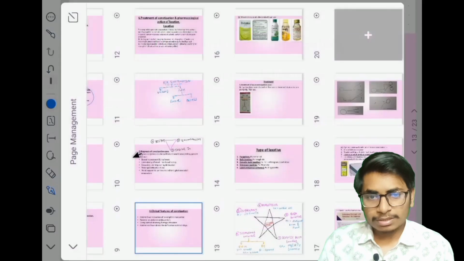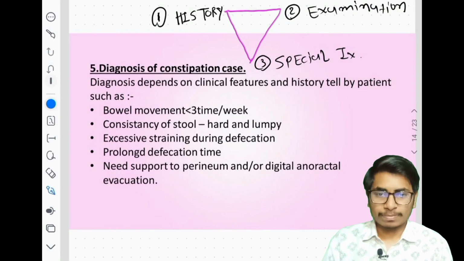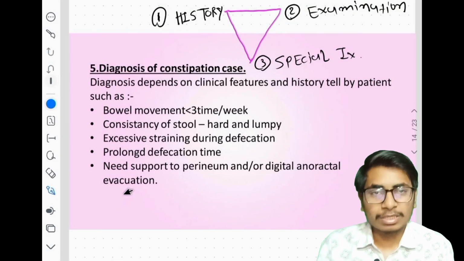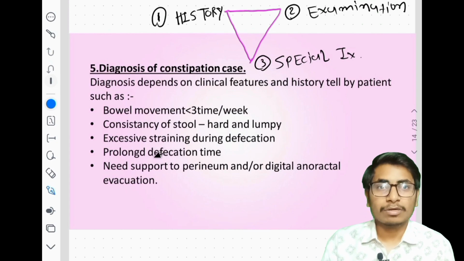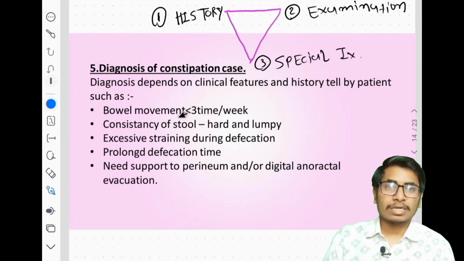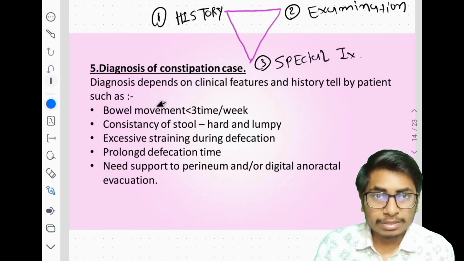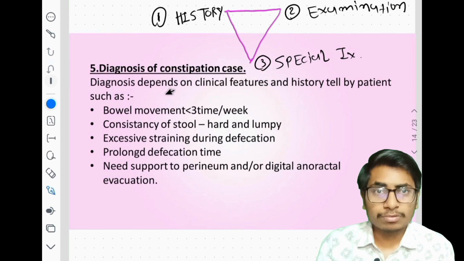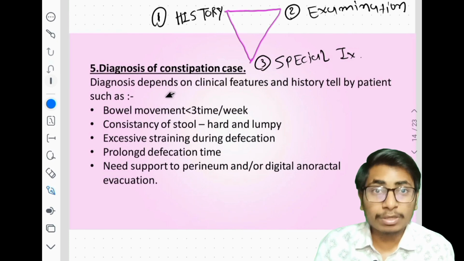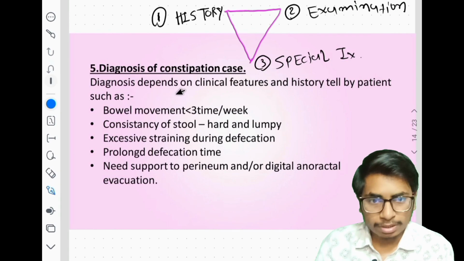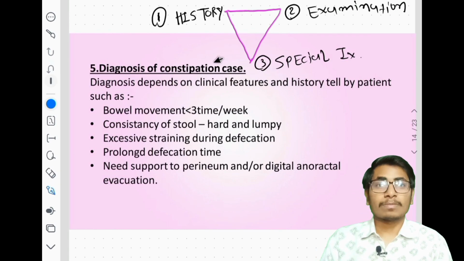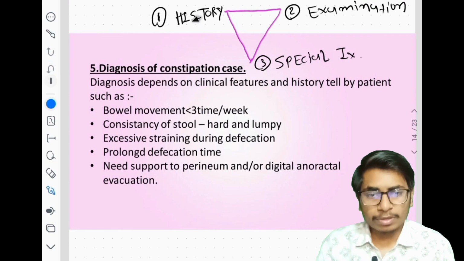Then we discuss diagnosis of the constipation. Here I must clarify that constipation is one kind of symptom. So for complete cure of the patient, we must diagnose which type of cause has produced that constipation. For that diagnosis, we must do the following three points.